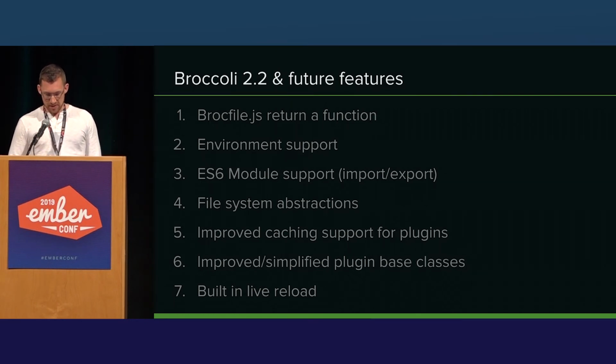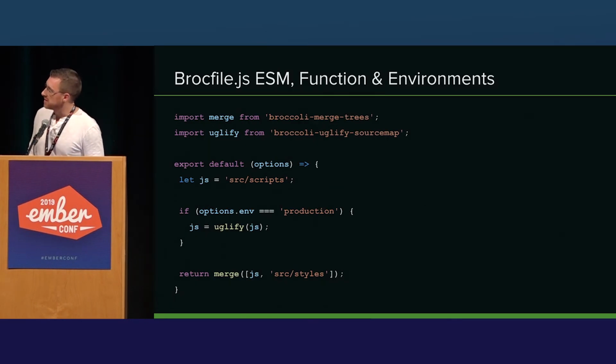But one of the key ones is that Broccoli now supports the ESM syntax for ES modules. So you can see here that no longer are we doing const merge equals require broccoli-merge-trees. We can now use the ES6 import syntax like you're used to using in Ember. So that looks kind of similar to how things are looking in Ember now.